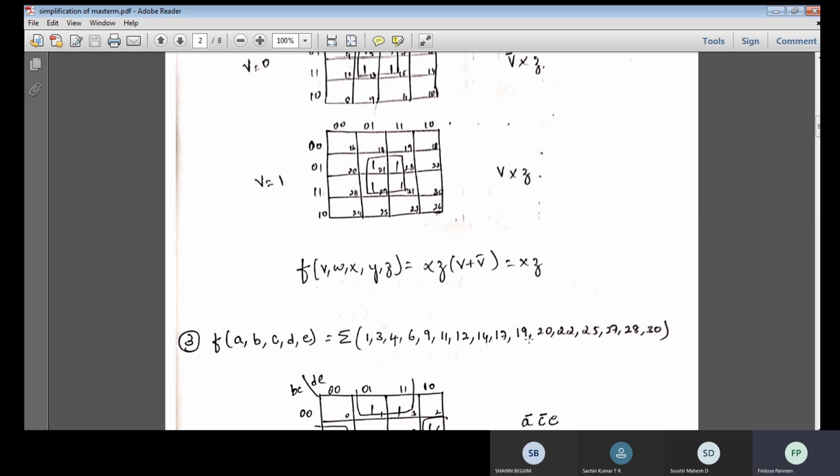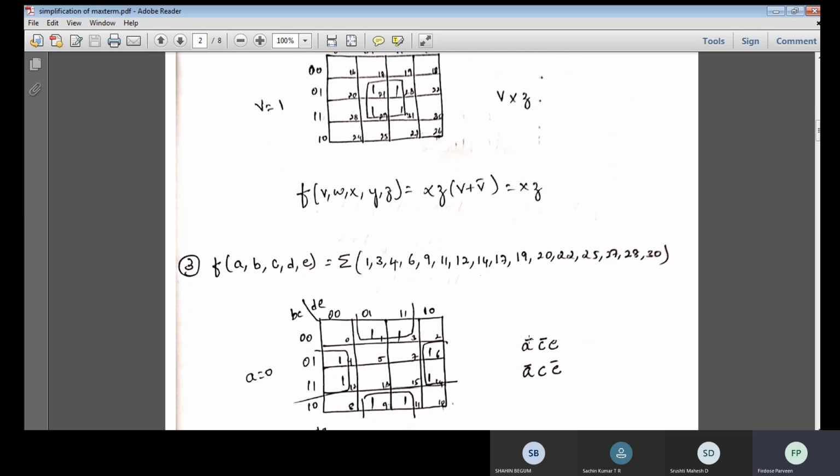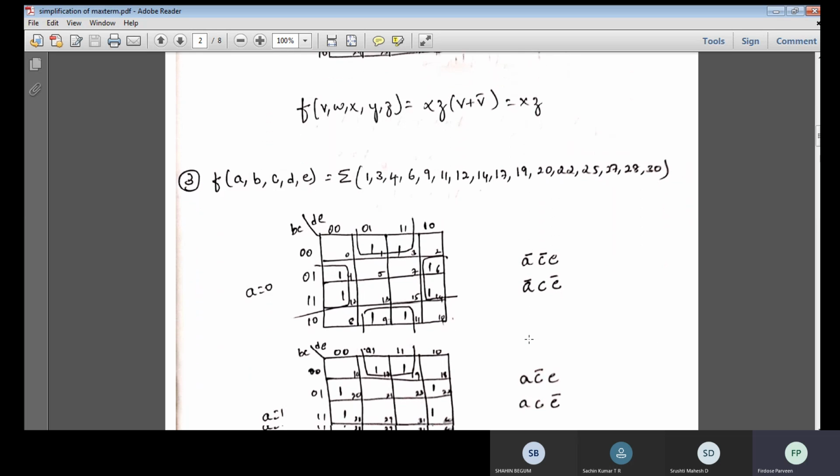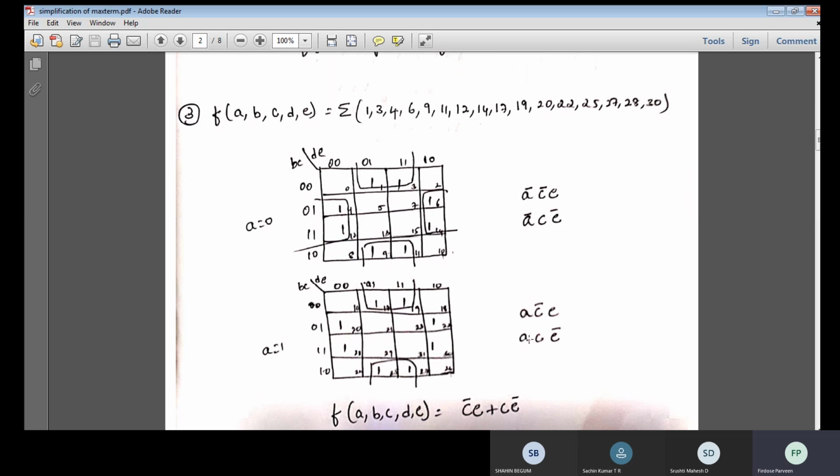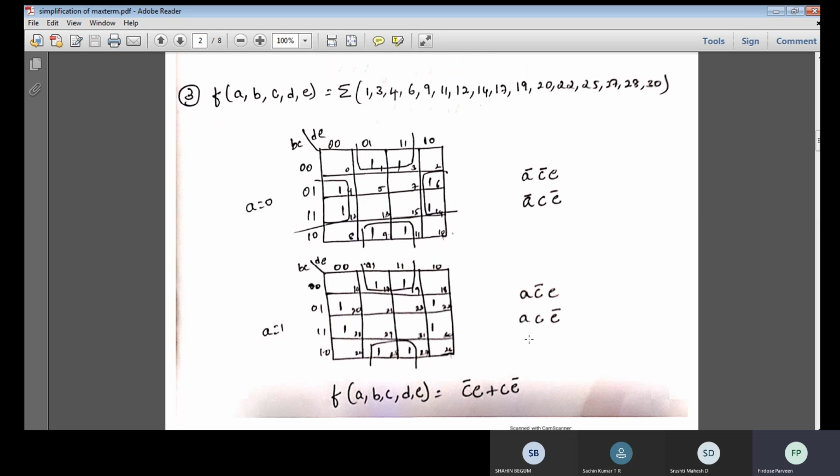In the same way, F of A, B, C, D, E is equal to summation. They have given 1, 3, 4, 6, 9, 11, 12, 14, 17, 19, 20, 22, 25, 27, 28, 30. So I'll be placing 1 in all these cells. So when I place 1 in all these cells, I'll be grouping it.